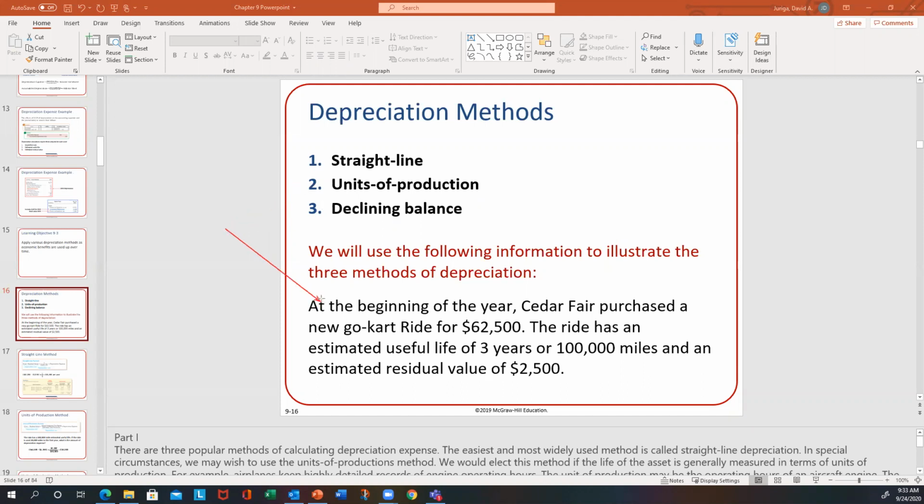So again, back to this example we've got. At the beginning of the year, Cedar Fair purchased a new go-kart ride for $62,500. So they're just going to summarize the cost into one number, pretty easy. We just want to deal with the cost allocation aspect of it. The ride has an estimated life of 3 years or 100,000 miles and an estimated residual value of $2,500. That means at the end of 3 years, they're estimating that they could scrap it or sell it for $2,500. So that's just called your residual value.